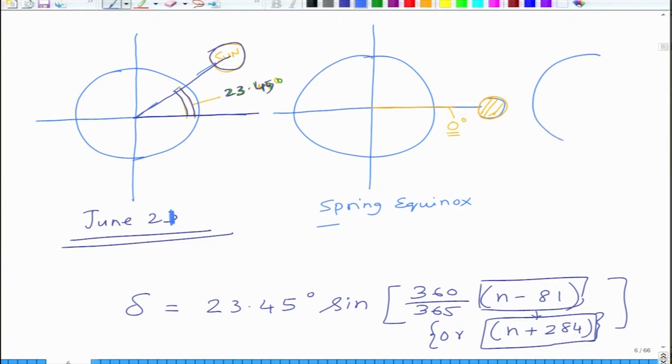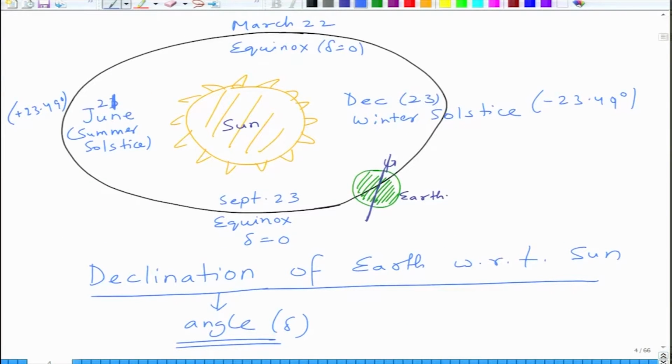And then we go for the winter one. So this is Earth, Sun, and for the winter one you would have the Sun somewhere here, and this would be the angle which is minus 23.45 degrees. So this would be December 23. All right, so this is winter solstice, this is summer solstice, this is equinox, and let me just correct the values. This is 23.45.